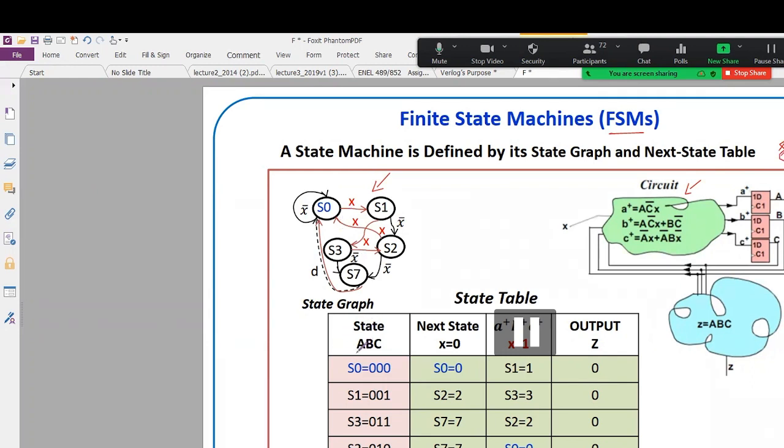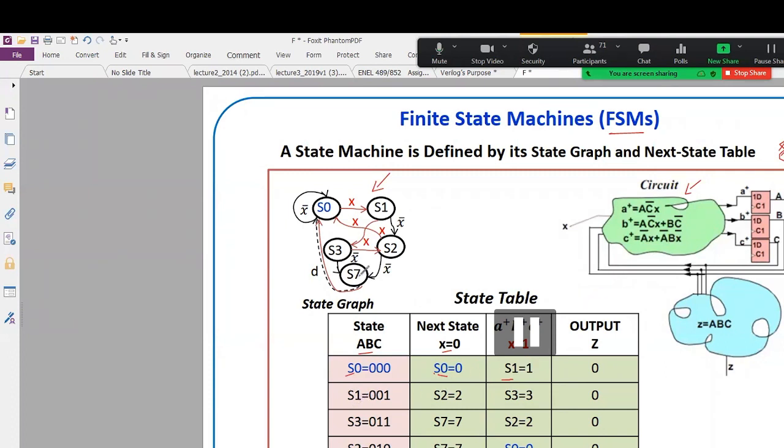The state table has the current state, A, B, and C. That's the outputs of the flip-flops. It has the next states we're calling A plus, B plus, and C plus. And those depend on one input in this case, X. If we're in state 0 and X is 0, we stay in state 0. If X is 1, you go to state 1. And we're assigning the value 0 to state 0 and 1 to state 1.